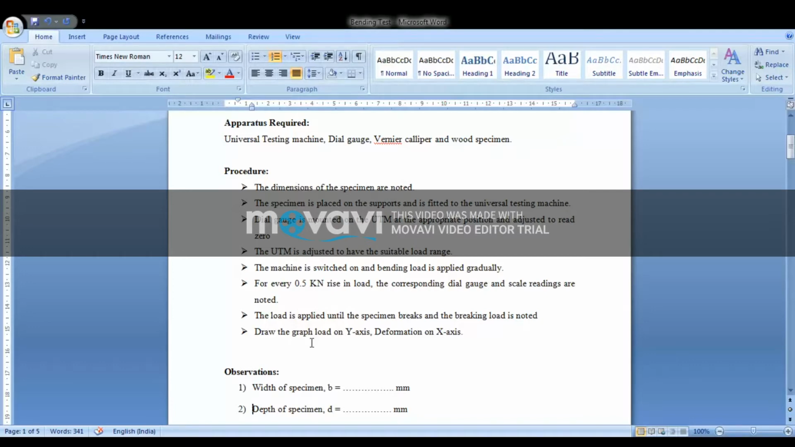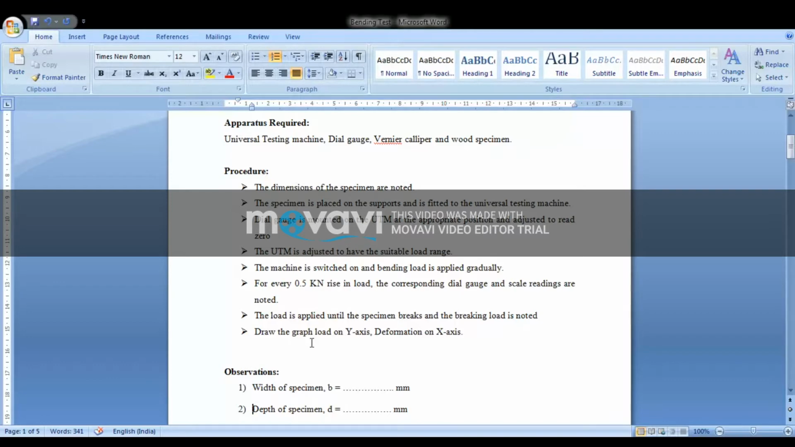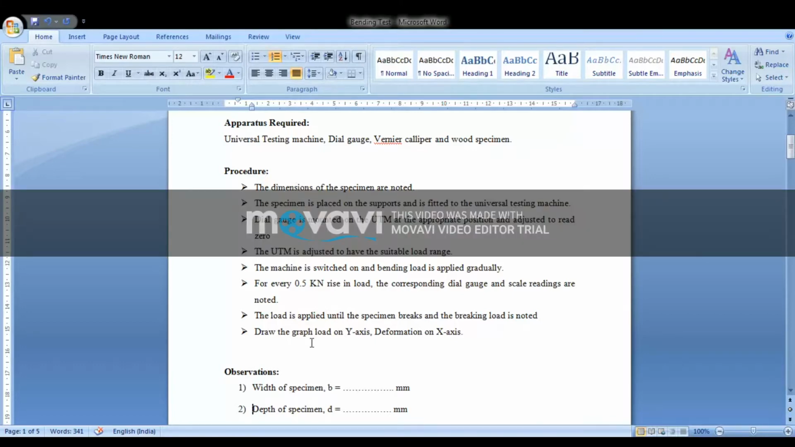The machine is switched on and the bending load is applied gradually. For every 0.5 kilonewton rise in load, the corresponding dial gauge and scale readings are noted. The load is applied until the specimen breaks and the breaking load is noted. Finally, based on the values we got, we have to draw the graph of deformation versus load.